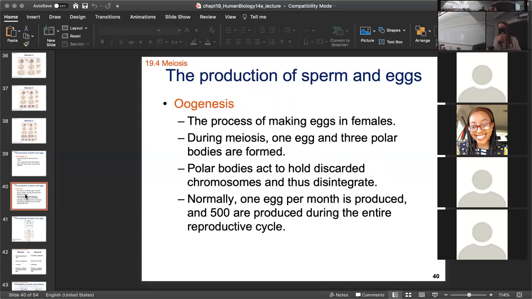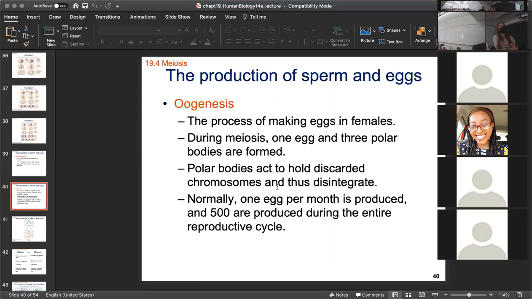Normally 1 egg per month is produced, and about 500 are produced during the entire reproductive cycle, okay? So this is like post-puberty and before menopause. It's different in every individual female. It could last longer or shorter than other individuals. Eggs can be different in individuals and things like that. So that's a little bit about oogenesis.